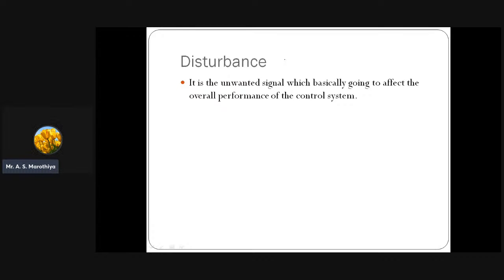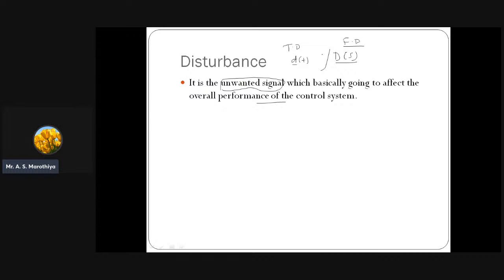So disturbances are nothing but any unwanted signal. Let me clear this thing. Any unwanted signal that is going to affect the performance of a system or a control system, we can treat as a disturbed signal, indicated by the symbol small d. Or if you are trying to define that disturbed signal in the time domain, it is going to be small d of t. Or if you try to define that in the frequency domain, it is going to be capital D of s. So this is the representation for a disturbed signal in the time domain, and this is the representation for a disturbed signal in the frequency domain.